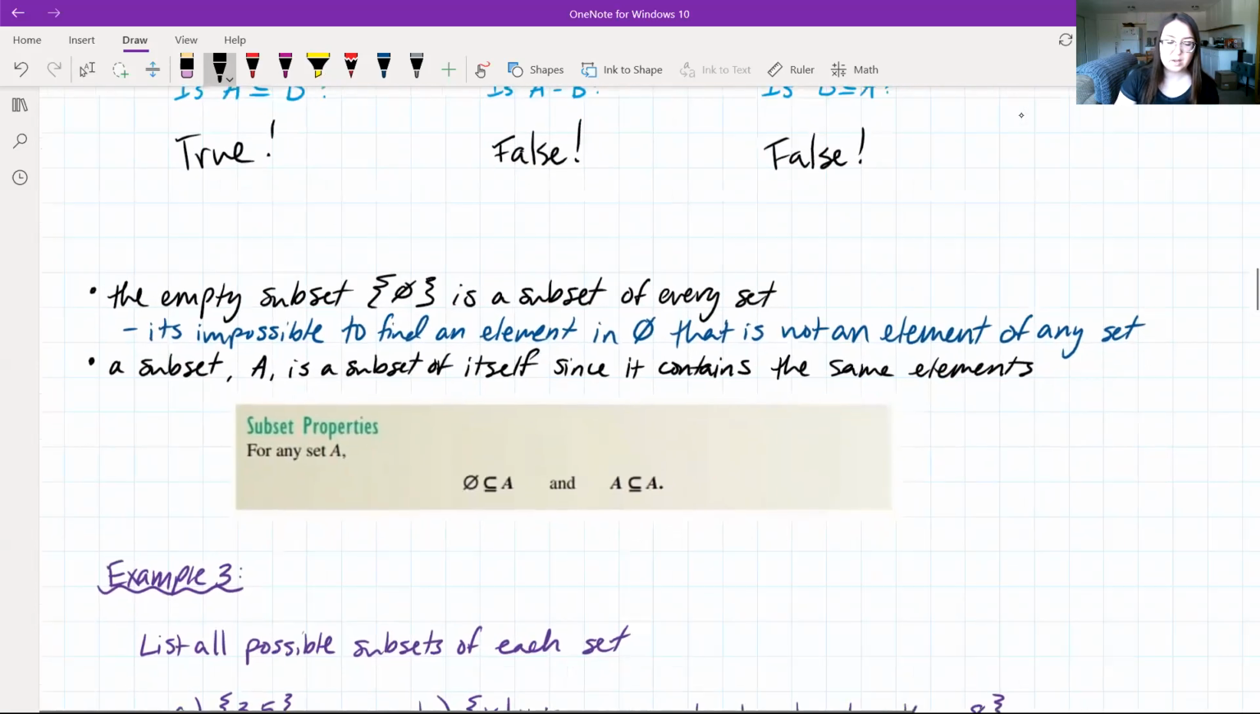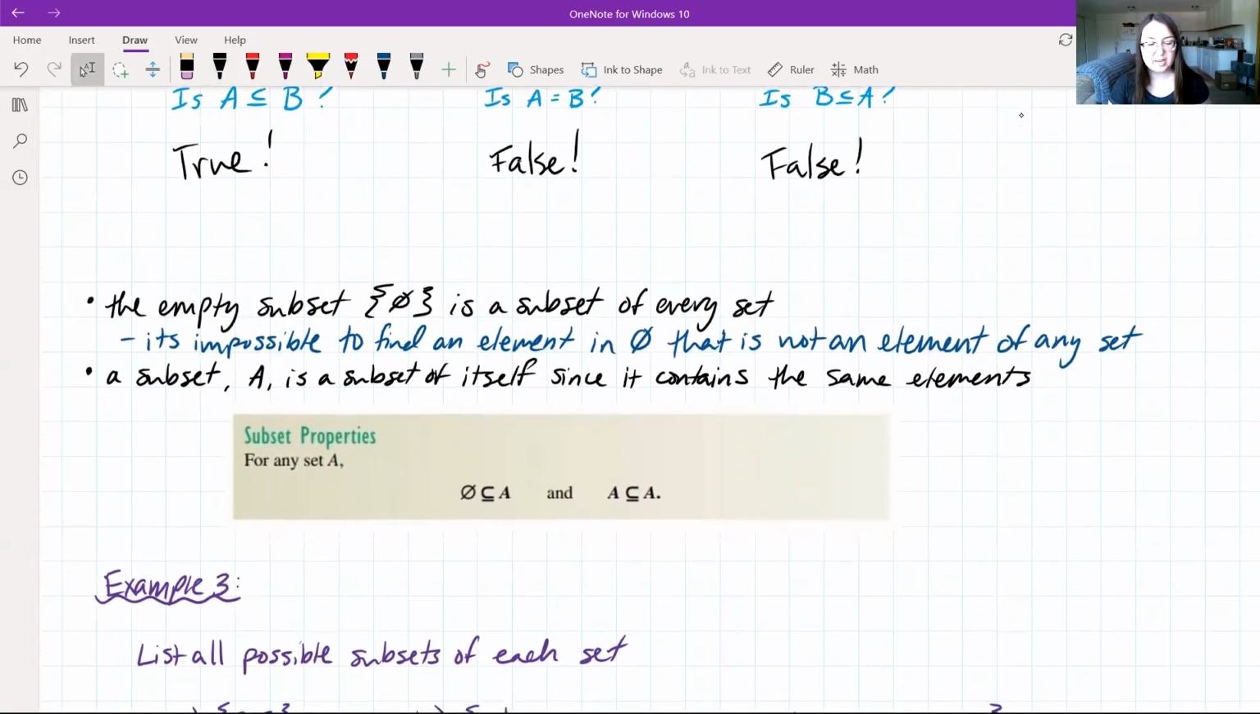All right, so now moving on, we see that the empty set, or in this case, our empty subset, so it can be an empty set or an empty subset, is our symbol there, our O or 0 with a slash through it, is a subset of every set. And it's considered a subset of every set since it's impossible to find an element in our empty set that is not an element of any set. So set A is a subset of itself since it contains the same elements.